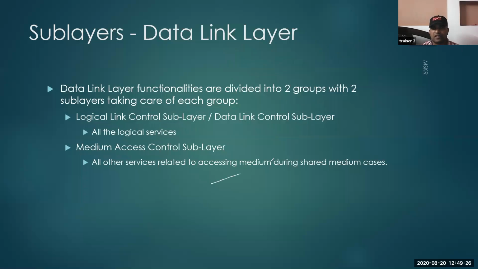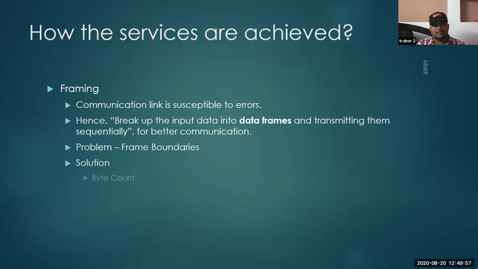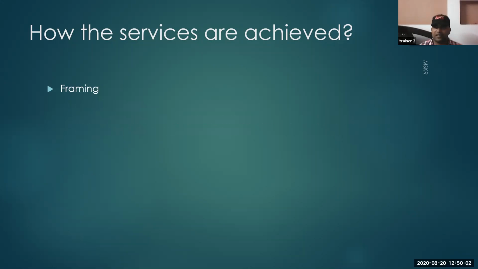Is it clear up to this particular point about the two sublayers and what services they are going to take care of? So the logical link control related services that are going to be achieved is, as I said, one thing framing, and the other thing is flow control and error control that I previously said.